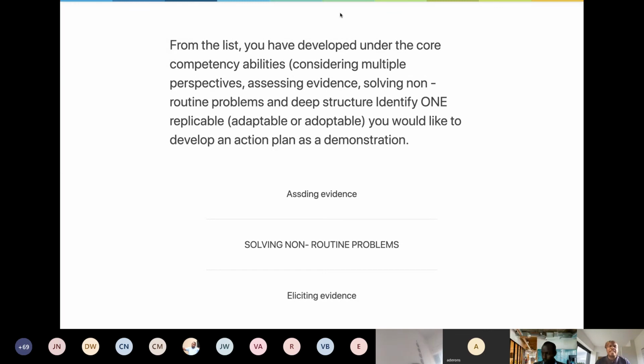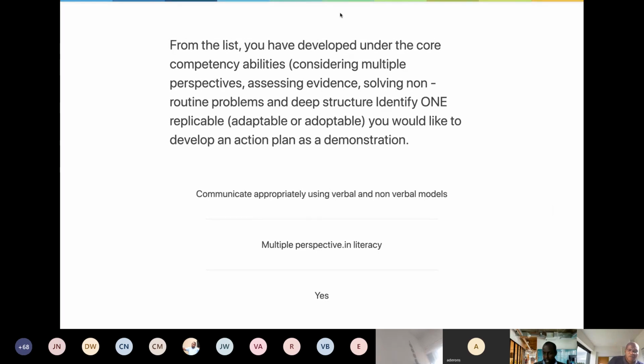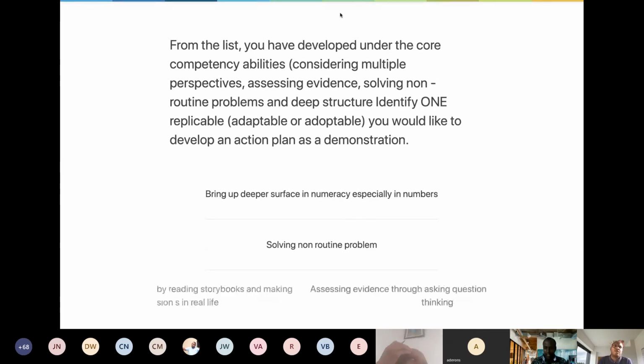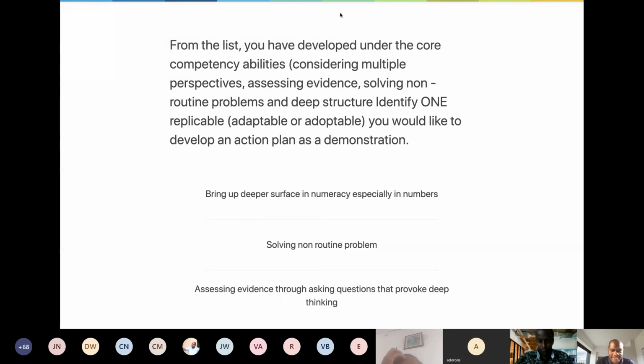So we have seen three. If we get two more, then we'll proceed. Remember, this is a demo. So you can watch this video, it will be in the classroom, and then you can develop your own. So do not worry. We have some here, bring up deeper structure in numeracy, especially in numbers. Excellent. Deep structure in literacy by reading storybooks. So we need two more. I think we are getting a sense of what is required.